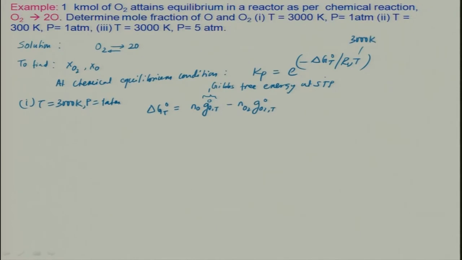Now, from where will I get these values? Is it at standard temperature and pressure? No, this G naught will be a function of temperature also. This will not be at standard temperature; it will be at T and standard pressure. At a different temperature, it will have different values. Therefore, the T is given here; otherwise, it could have been 298 Kelvin.